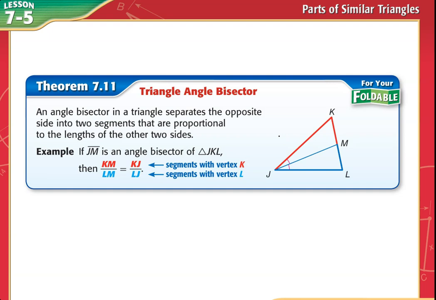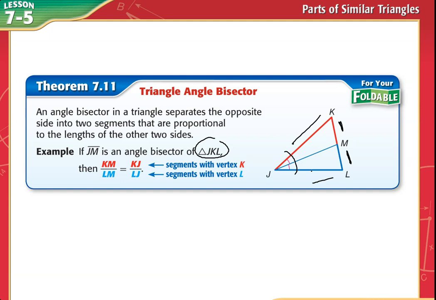So we have our triangle JKL, and we have KM compared to LM. Those are the lengths of the two segments of the side; it's not necessarily bisecting the length, but it's bisecting the angle here. KM compared to LM is proportional to KJ and LJ, but only if you're bisecting the angle.